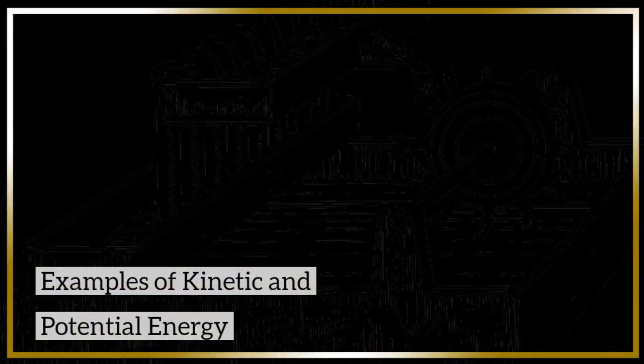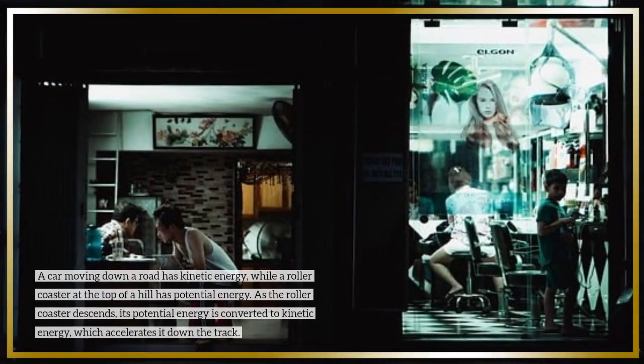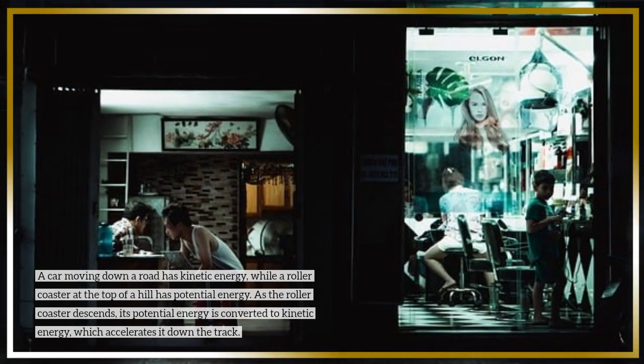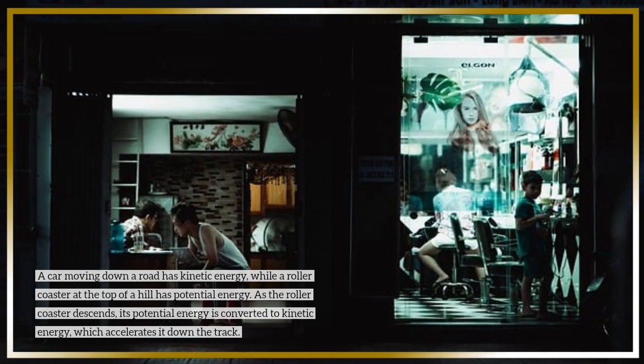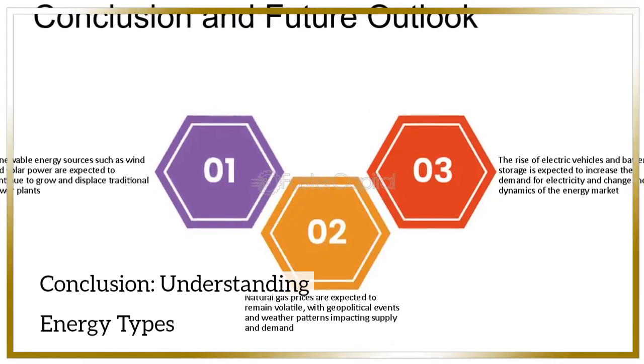Examples of kinetic and potential energy. A car moving down a road has kinetic energy, while a roller coaster at the top of a hill has potential energy. As the roller coaster descends, its potential energy is converted to kinetic energy, which accelerates it down the track.